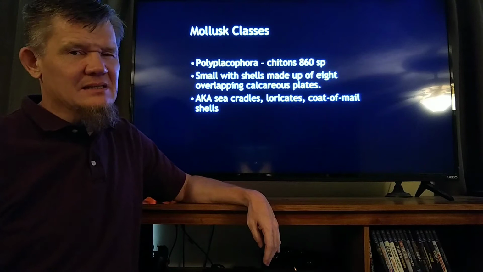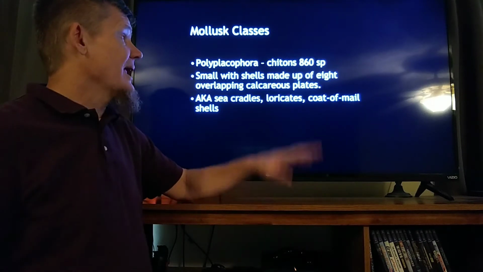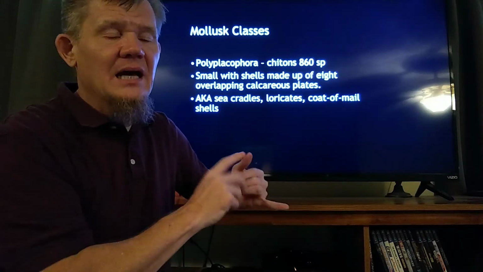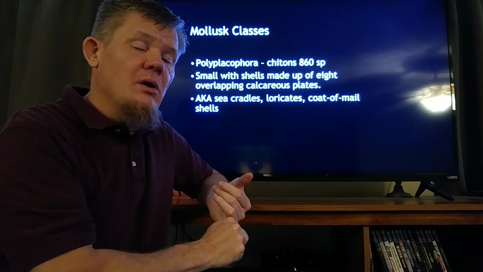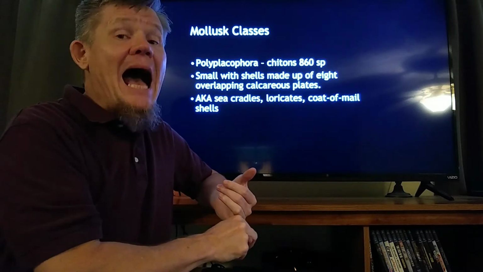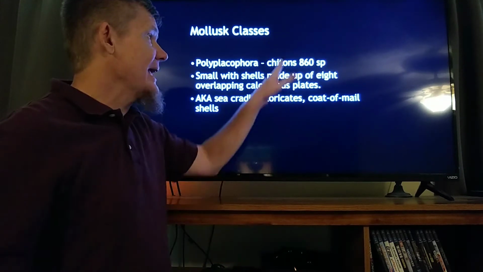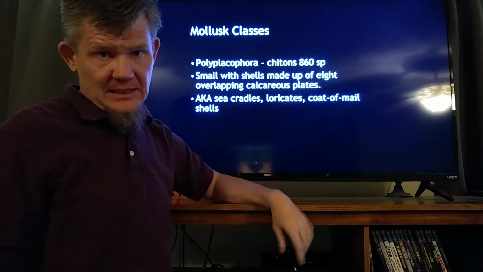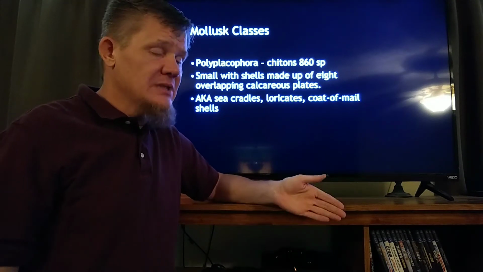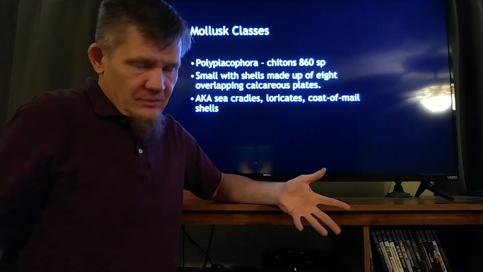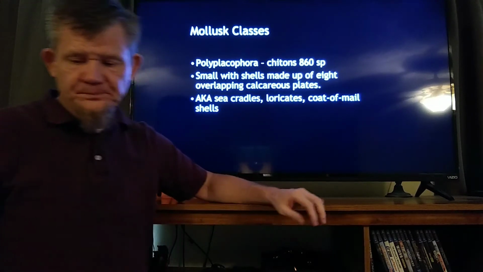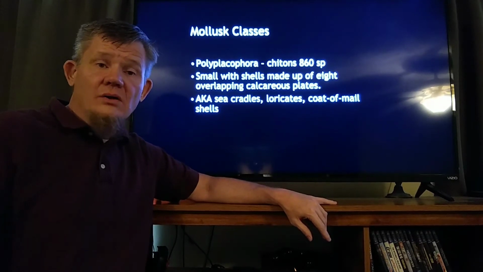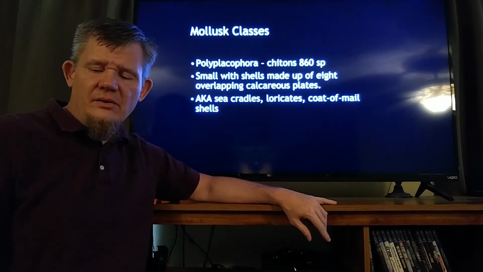About 1,000 species, give or take, of chitons. Again, please don't say chitin. When we talked about fungi, we said that the protein that fungi use in their cell walls is chitin, C-H-I-T-I-N. These animals are called chitons. It's pronounced the same way, but it is T-O-N. So if you see a T-I-N, that's the protein. T-O-N is an animal. And they're not related to each other. They just happen to have similar roots. They are called sea cradles, lorikeets, or a coat of mail shells.